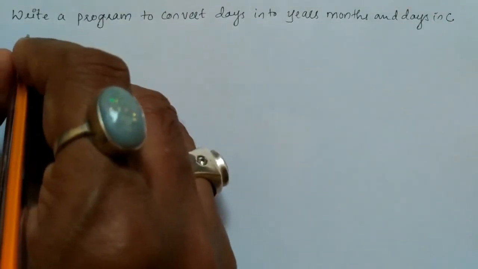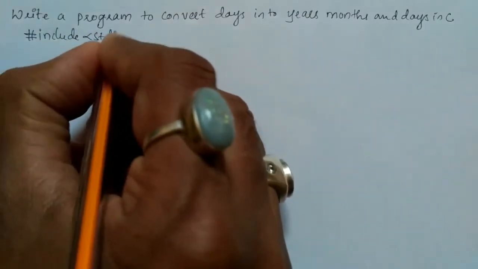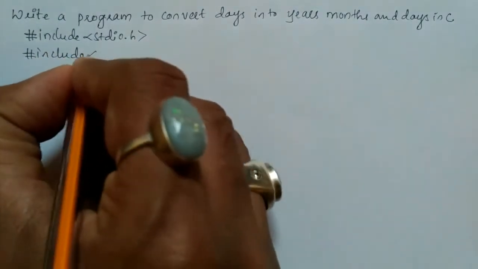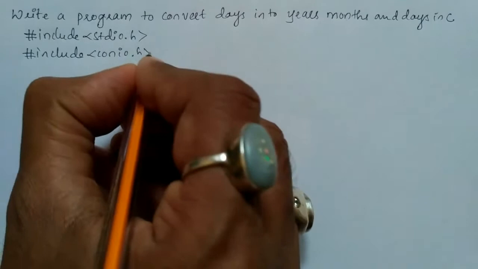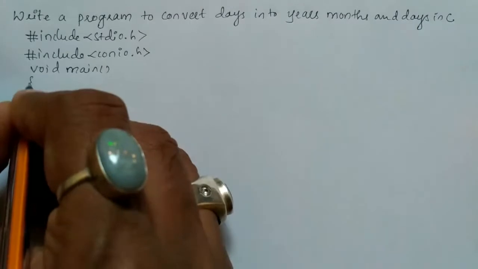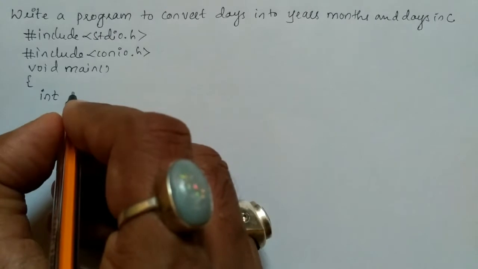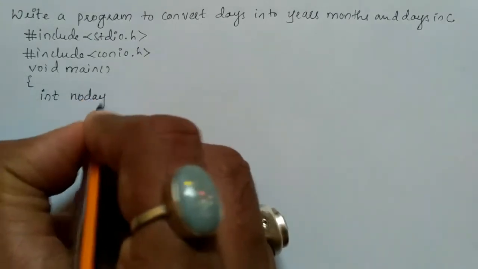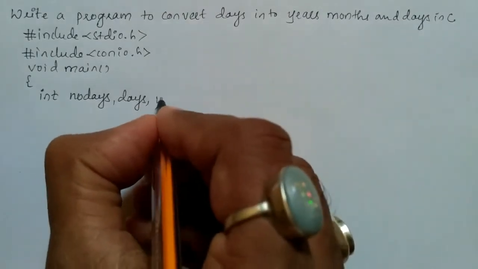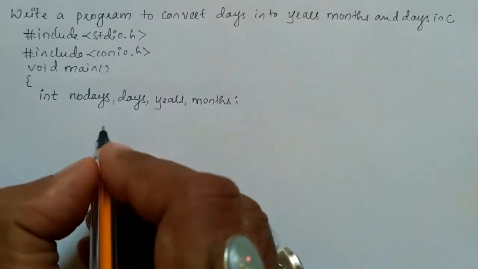Now let us write preprocessor directives: #include <stdio.h>, #include <conio.h>, void main function and curly open brace. Here we are going to declare all the variables of type integer. The first variable I am going to take is no_days, that is number of days. Second variable is days, and I'll take years and months and put semicolon.